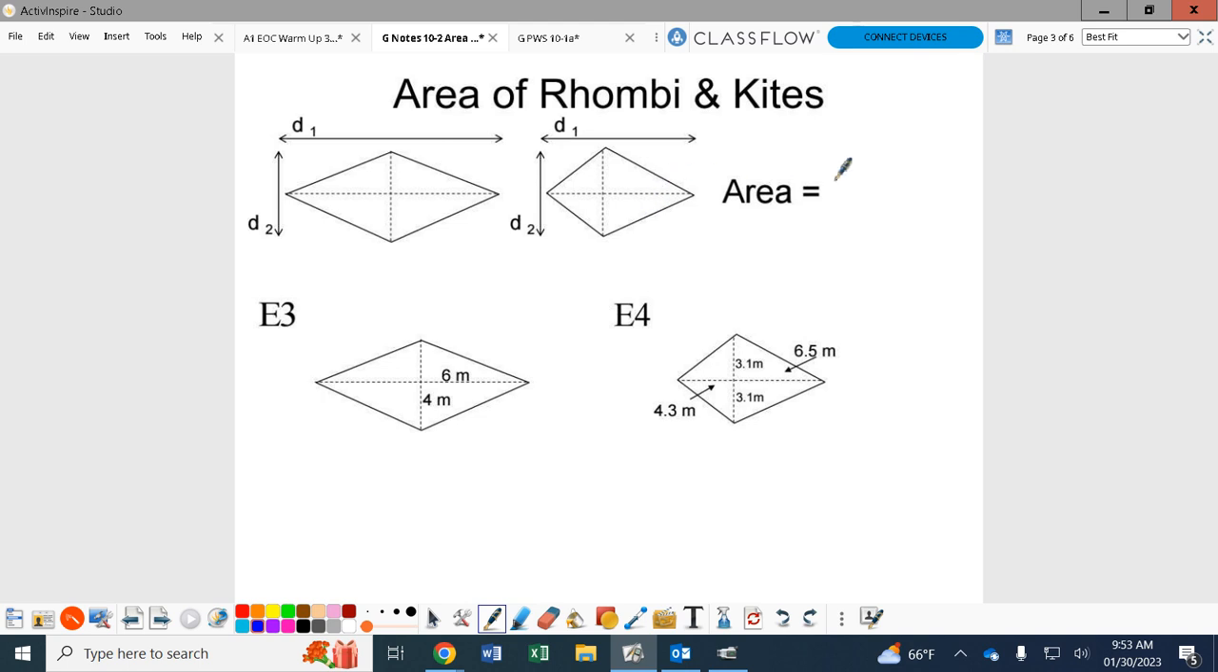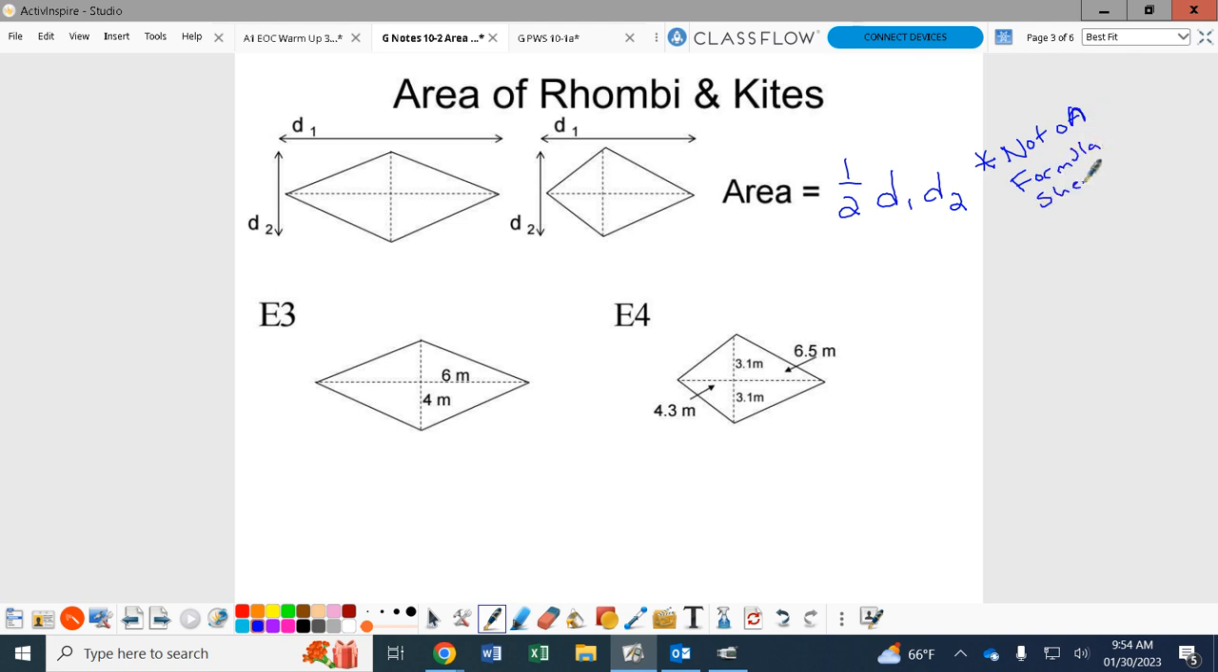Okay? They share an area formula. Rhombi and kites share the same area formula. It's an easy formula, kind of nice: 1/2 diagonal 1 times diagonal 2. It is not given on the formula sheet. This one you have to know.